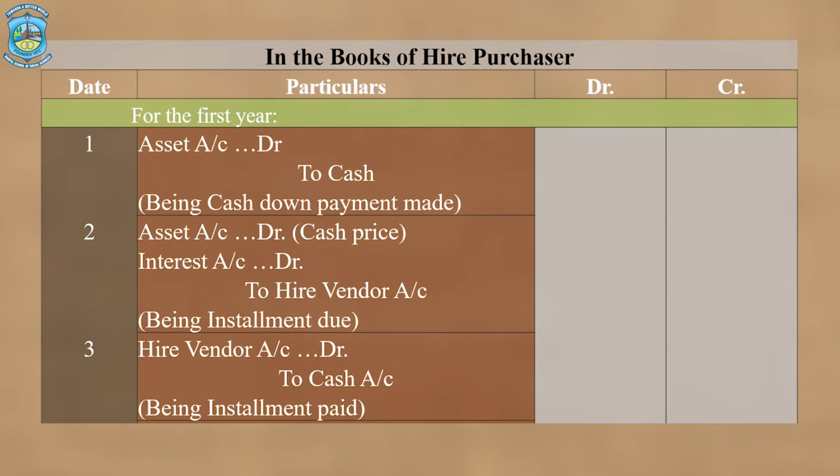Now as soon as the installment is made due, definitely the payment would be made. So what shall be the next entry? Of course, it will be hire vendor to cash. Now once the installment has been paid, the purchaser, since he is possessing the asset and is also using the asset, will be charging depreciation on it.